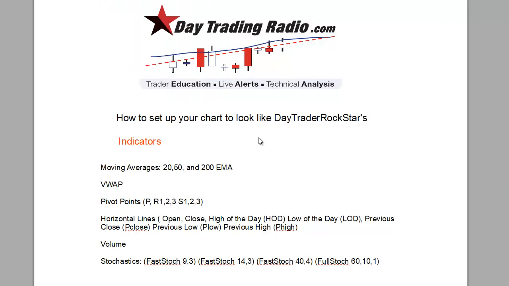All right. How to set up your chart looking like mine, and indicators. All right, so we have moving averages. This is a 20, 50, and 200 exponential moving average.